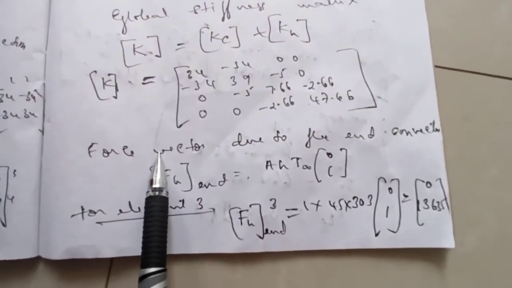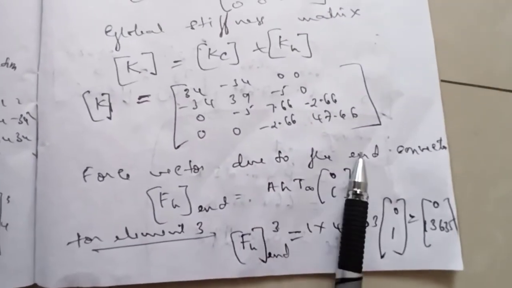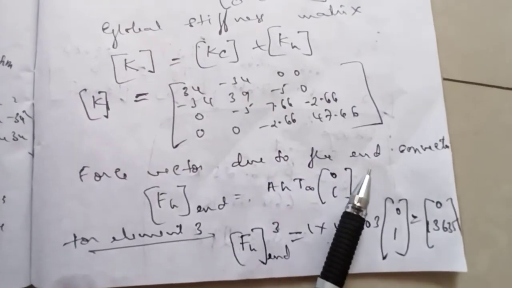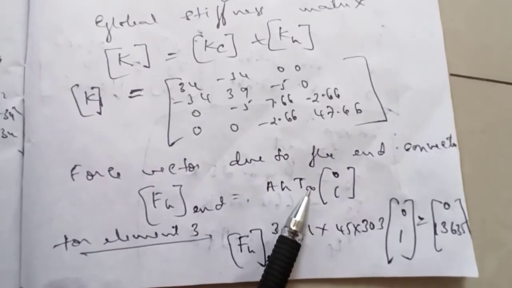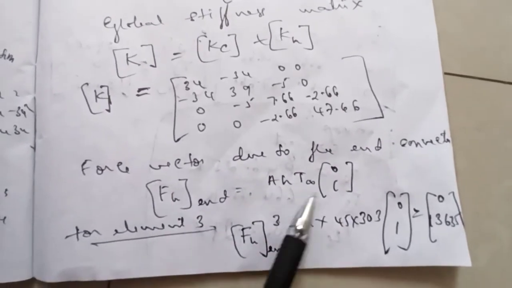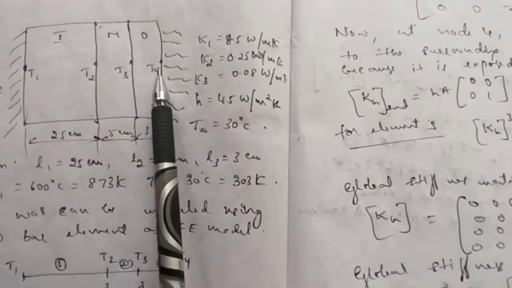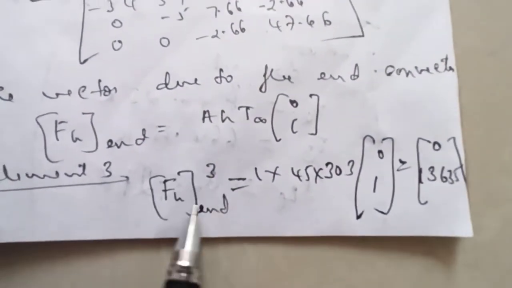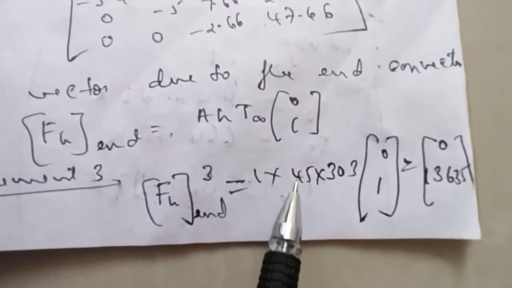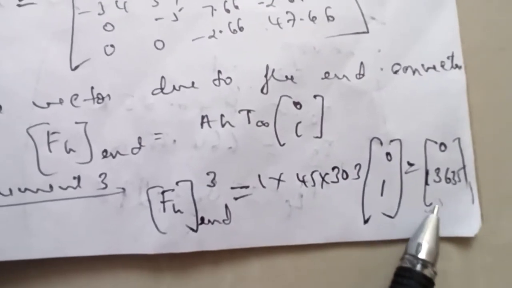Now after that we need to find out the force vector. The force vector we can find out only for the free end, because convection is there only at one end. That means Fh at the end is given as A into H T infinity times 0 1. But this value can be found only for the third element, because convection is there only at one end, that is at the last element. So Fh for the third element is given by 1 as the area, 45 as H, and T infinity given as 303, times 0 1. So this is nothing but the force vector for the third element.